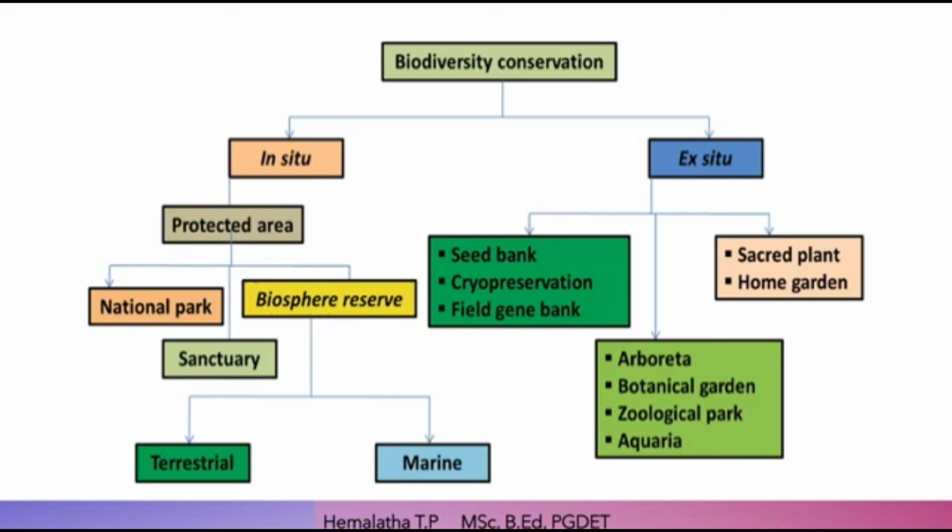This includes seed banks, cryopreservation, gene banks, sacred plants, home gardens, arboreta, botanical gardens, zoological parks, and aquariums. These are some of the conservation methods where the organism is taken care of outside the original habitat. So this is the difference between in situ and ex situ conservation. In situ is the conservation method where the original habitat is protected, whereas in ex situ conservation, organisms are protected outside the original habitat.